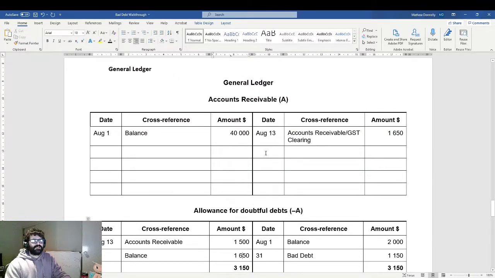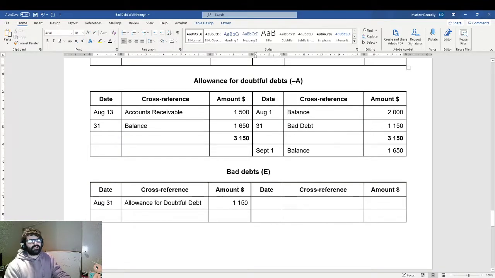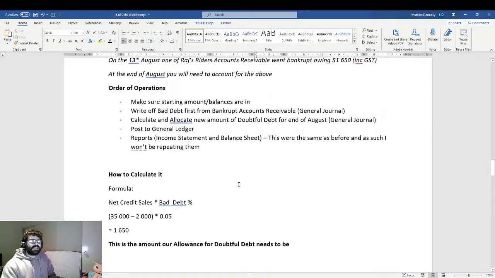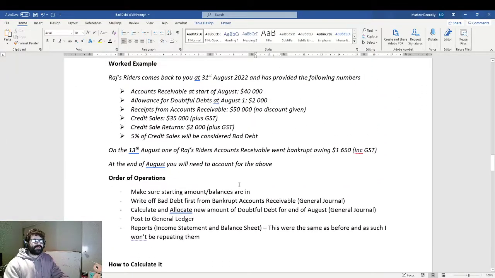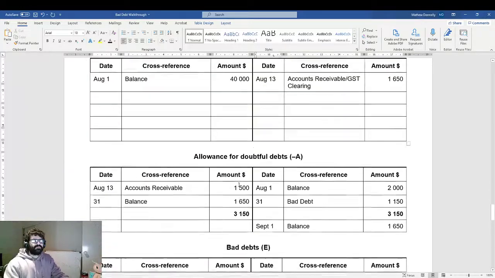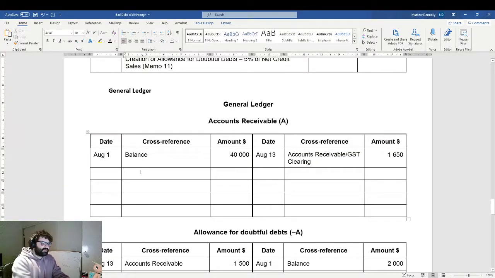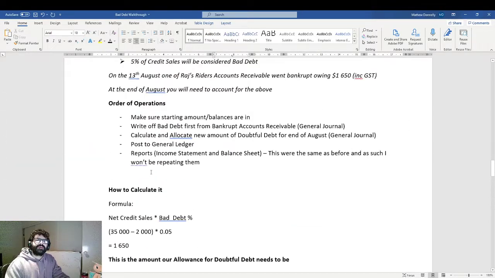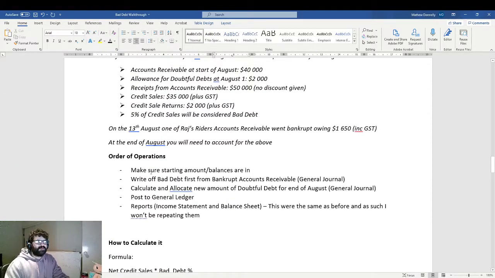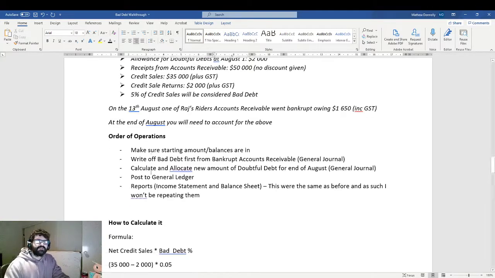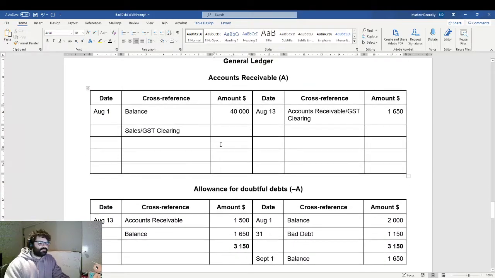Now, we do need to put in the rest of the accounts payable, but there's nothing out of the ordinary, so I'll whip that through for you. So we record our credit sales and GST as we normally do. So we go sales, GST clearing. It'll be 35,000, I believe, 35,000 if I'm not wrong. 35,000 plus GST. So 35,000 times 1.1 will give us 38,500.